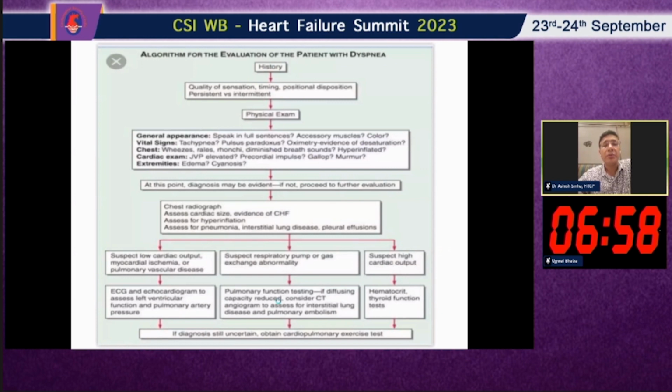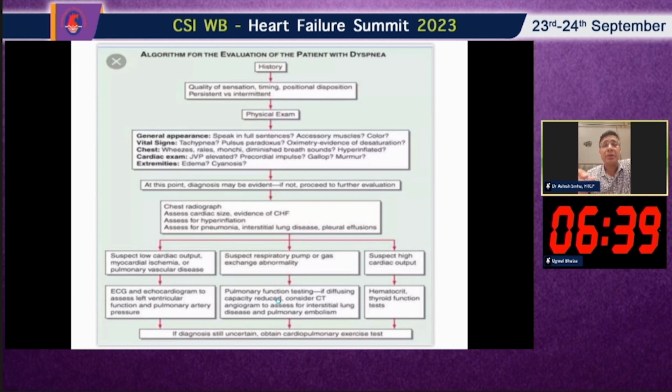So when you take a history, you should always look for the presentation: whether the patient, when he comes to you, is breathless on walking to the chamber, whether he can speak in full sentences or not, whether his accessory muscles are prominent or not, what the color of the patient is, and whether the patient is having breathlessness while coming and talking to you.